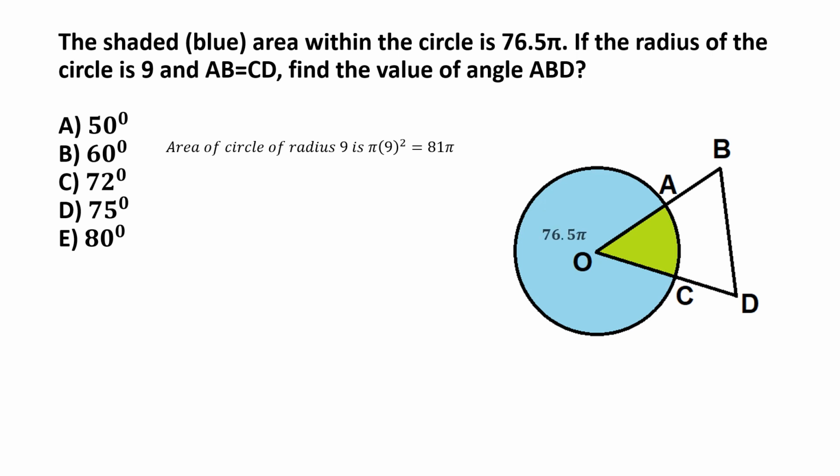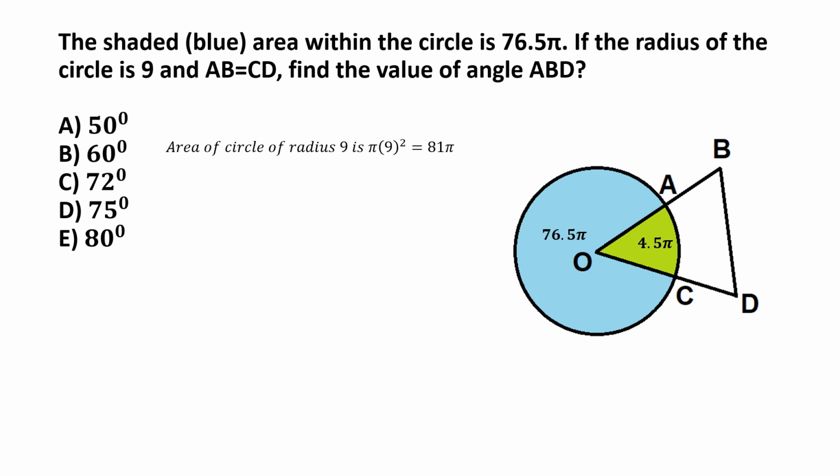It's 76.5 pi. So we can find the area of the smaller sector in green by simply subtracting the blue area from the area of the circle. The area of the circle is 81 pi, and that of the blue area is 76.5 pi. If we subtract the two, we get 4.5 pi, which is the area of this smaller sector in green.